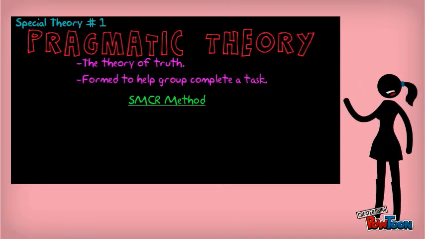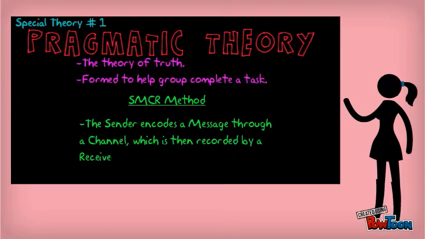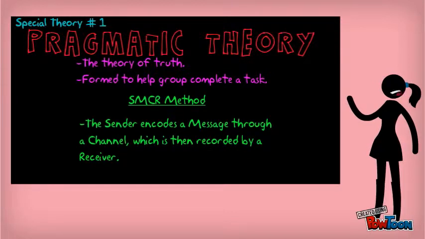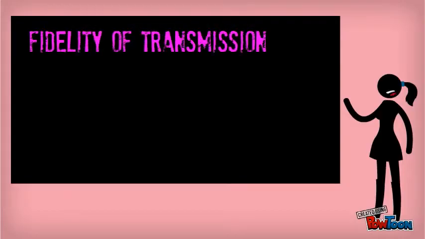There is an SMCR method, which was developed by Wilbur Schramm, which means the sender encodes a message through a channel, which is then recorded by a receiver. The fidelity and the efficiency will affect how a person in a group interprets a message.